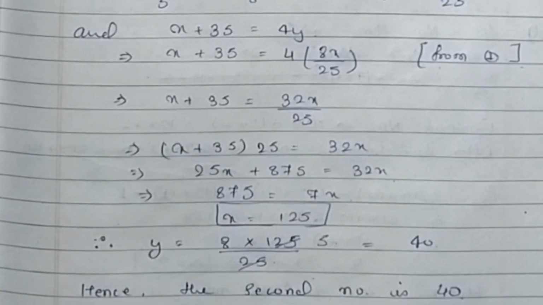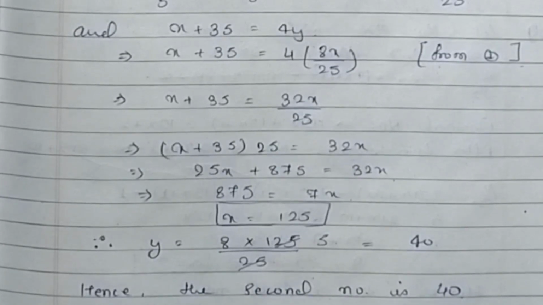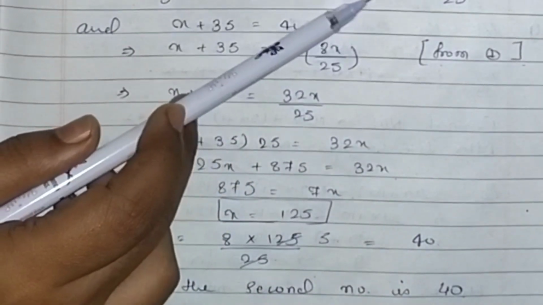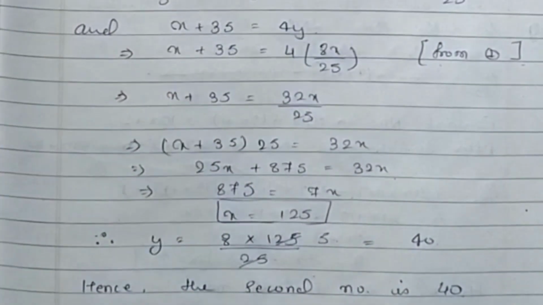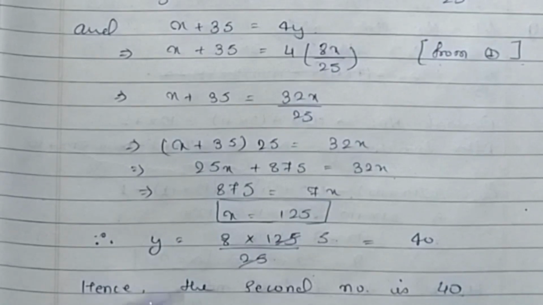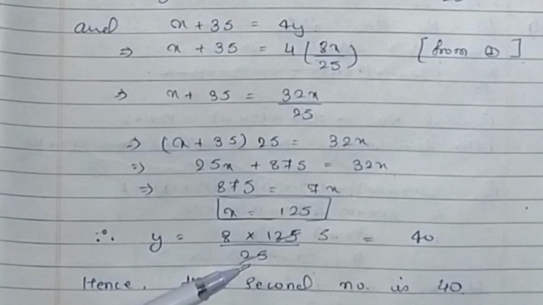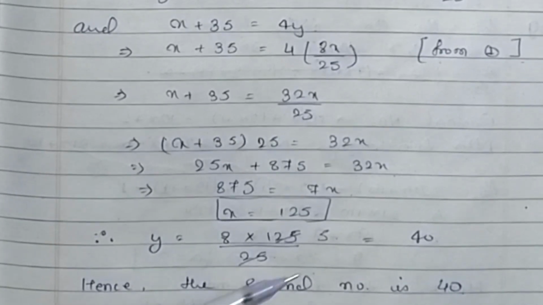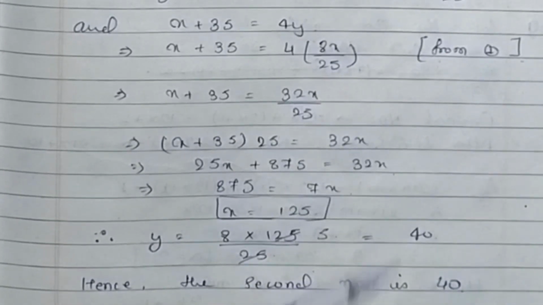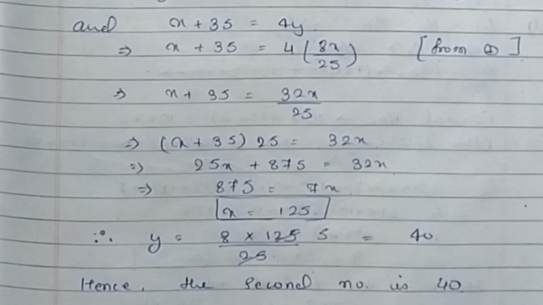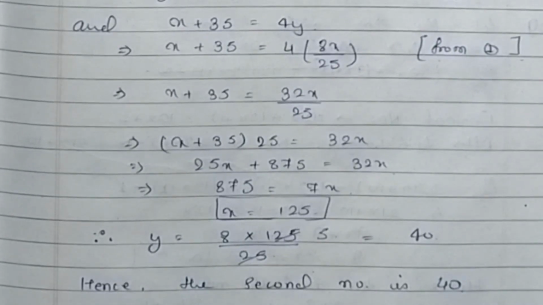Now that we have found the value of x, we can find the value of y also. So we put the value of x in the first equation where we found the value of y. So y is equal to 8 multiplied by 125/25, which will give you the final answer of 40. So our second number is 40, which is the final answer of the question.